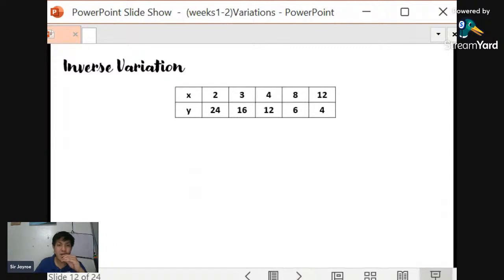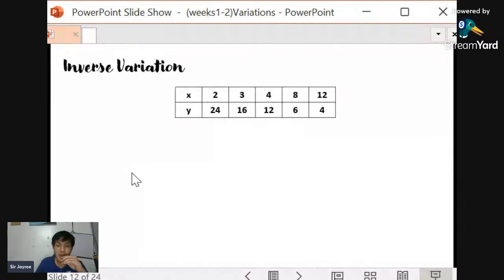Okay, now, let's talk about inverse variation. So this time, we're going to identify if the given table shows inverse variation. So kabaliktaran po ha, ulitin natin. Kung sa direct variation, parehong nag-increase or parehong nag-decrease, that is direct. Now, we are talking about inverse variation. Take a look at the word inverse. Kabaliktaran, okay? So if x value increases, the y value decreases. Or the other way around, if x value decreases, the y value increases. So kabaliktaran. Baliktad ang mangyayari.